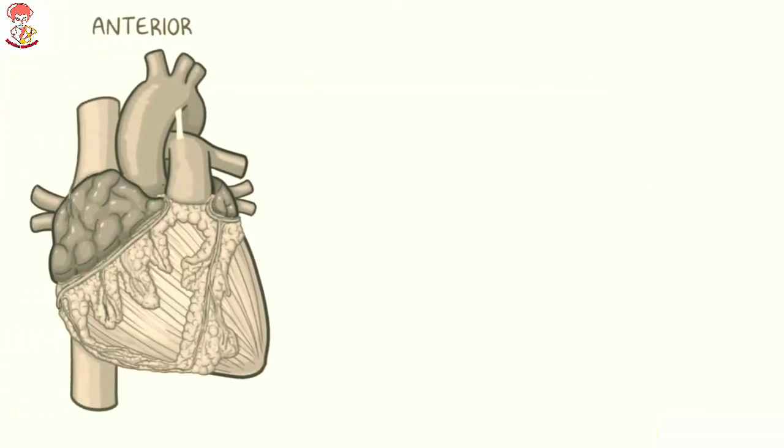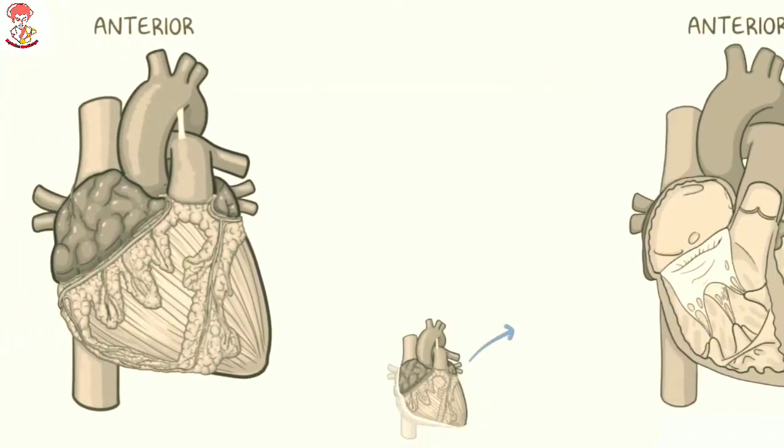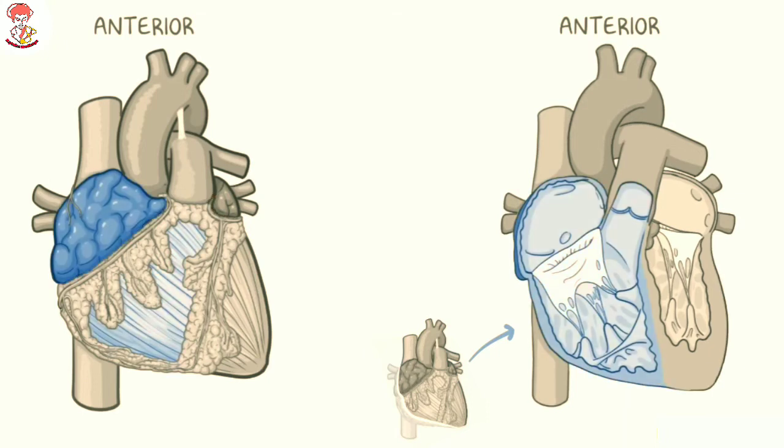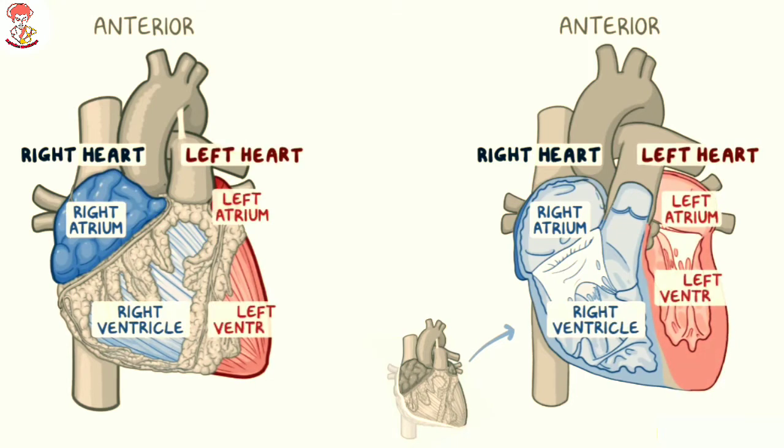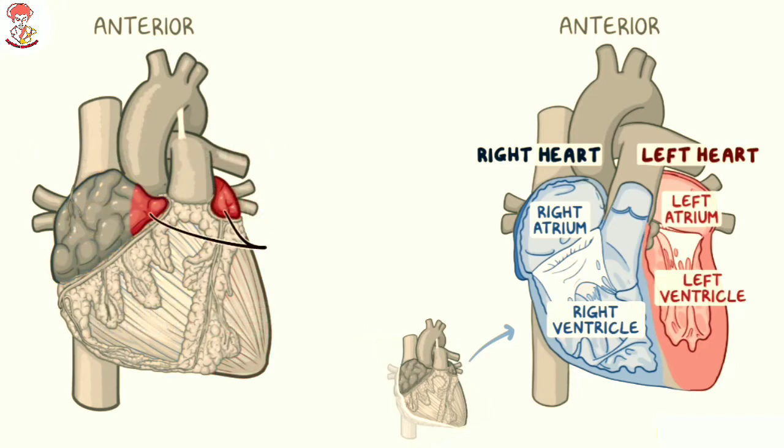The heart is made up of four chambers. As a whole, it can be functionally divided into a right heart, made up of the right atrium and right ventricle, and a left heart, made up of the left atrium and left ventricle. Both atria have pouch-like protrusions called auricles, which can increase their capacity when needed.